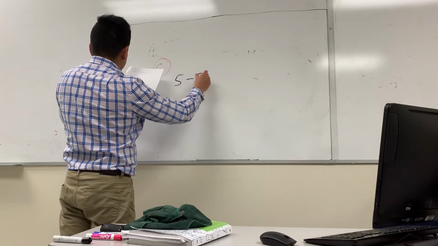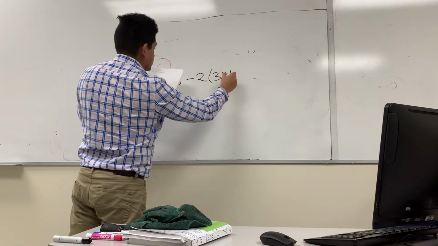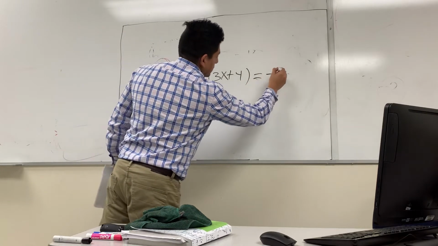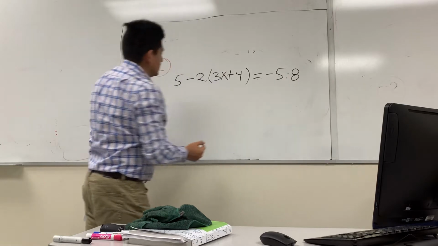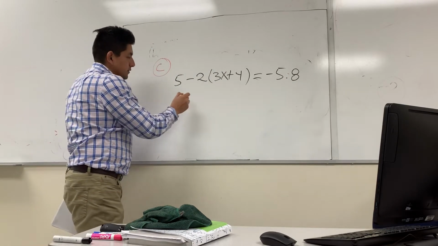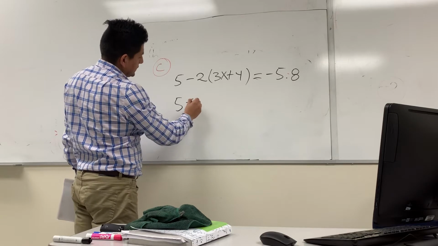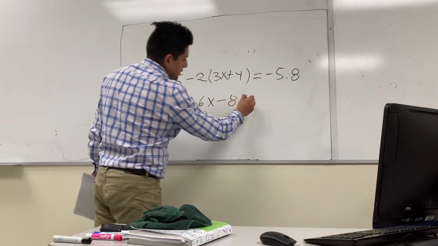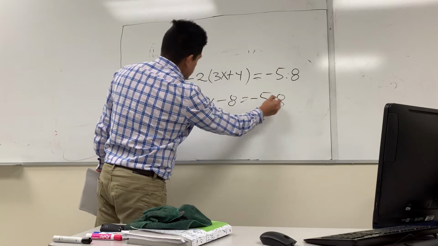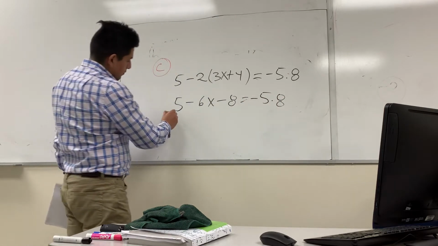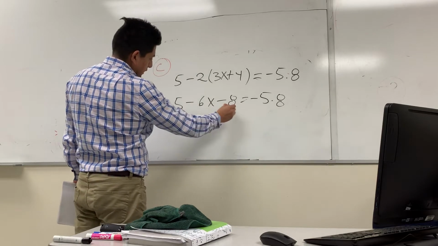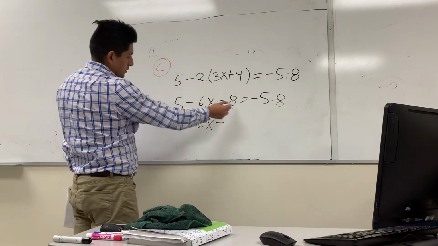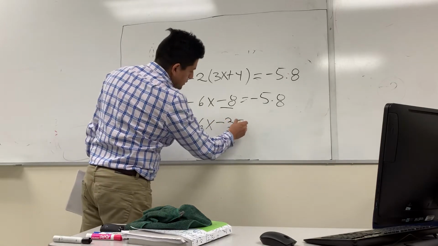5 minus 2 times 3x plus 4, and that is equal to negative 5.8. Okay, so I have 5, the negative 2 goes multiply inside the parentheses. I have minus 6x minus 8, and that is equal to minus 5.8. I can combine the 5 and the negative 8, so this will become negative 6x minus 3, and that is equal to minus 5.8.